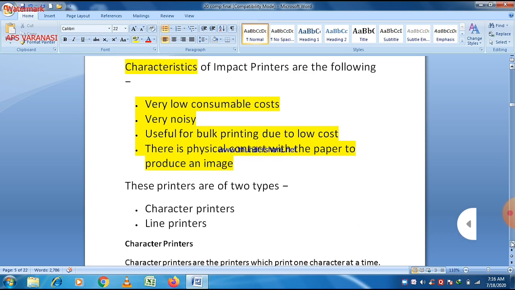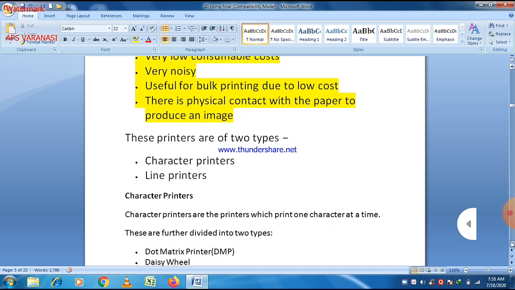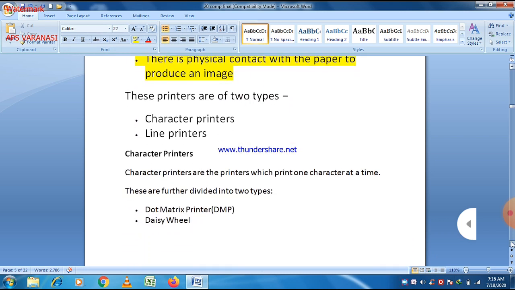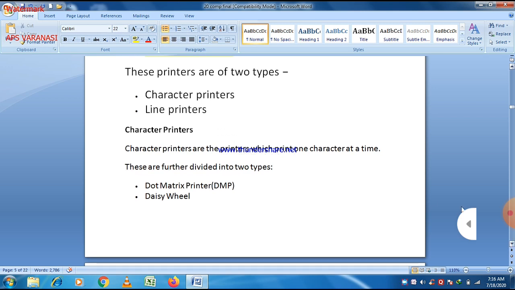Next, the impact printer can be categorized into two different categories. These are character printer and line printer. So printers can be divided into two broad categories: impact and non-impact. And again impact printers can be divided into two categories: character printer and line printer. Both make impact on a paper but have some different functioning.